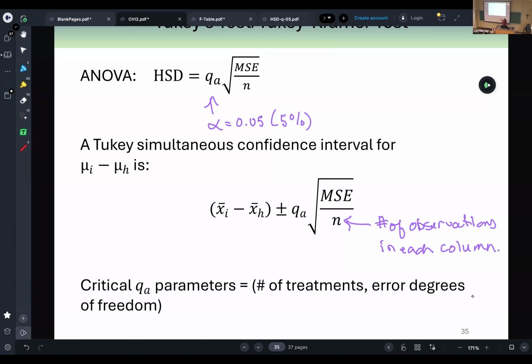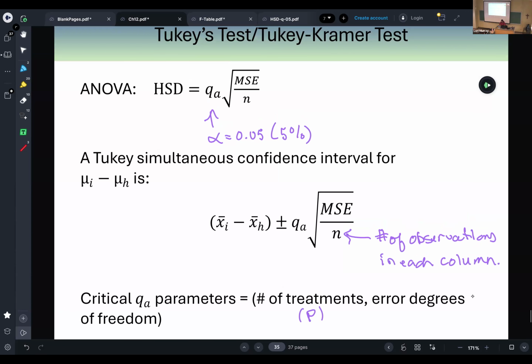So for the critical parameters, the little q, we have 2 degrees of freedom, not to be confused with F. The first one is the number of treatments, which is p, right? P, number of treatments. And the second degrees of freedom is the same as the error degrees of freedom. You just plug it in, those are your formulas, and you can see who would be different. So the table, let's do this.